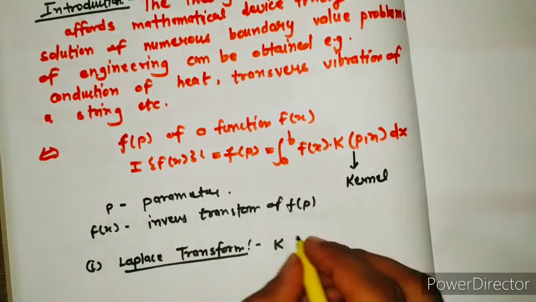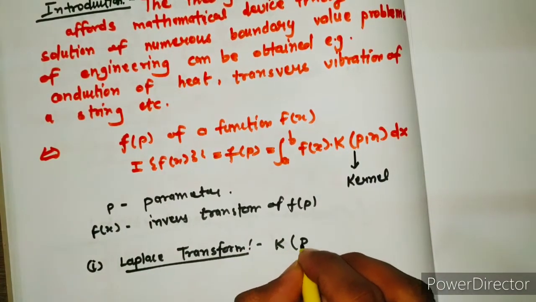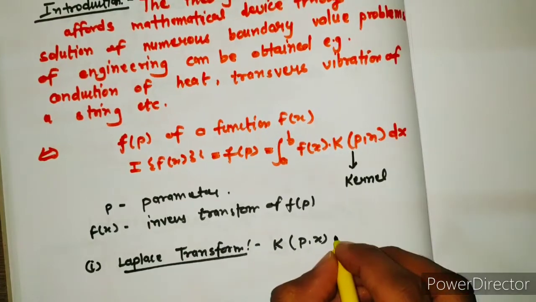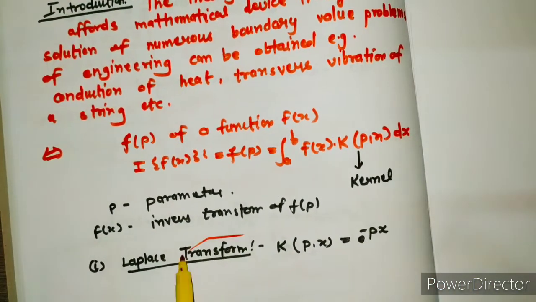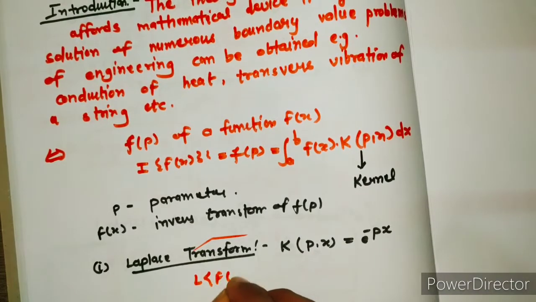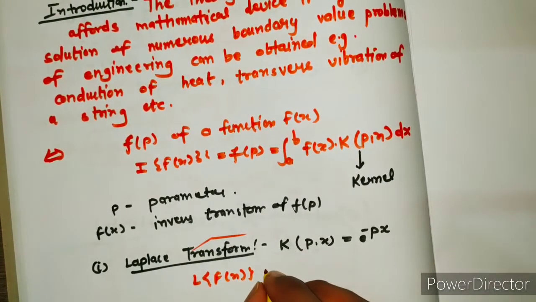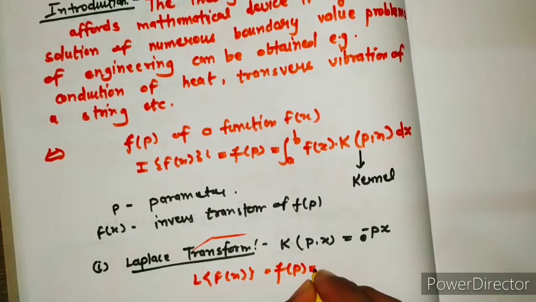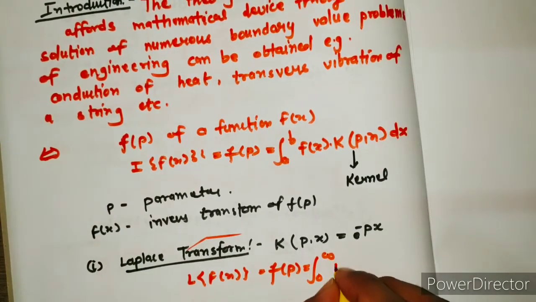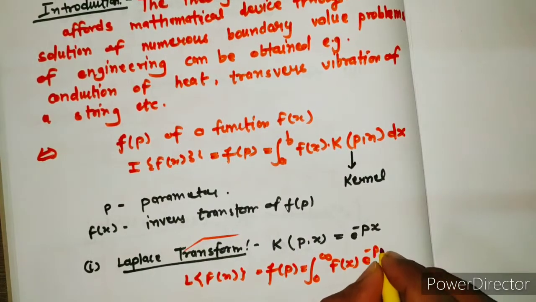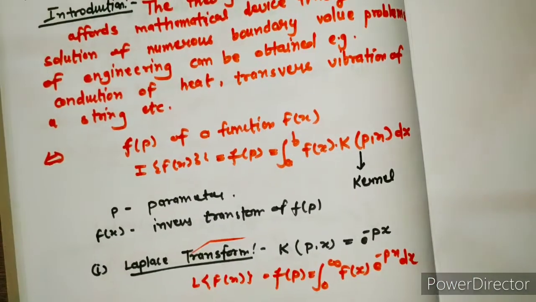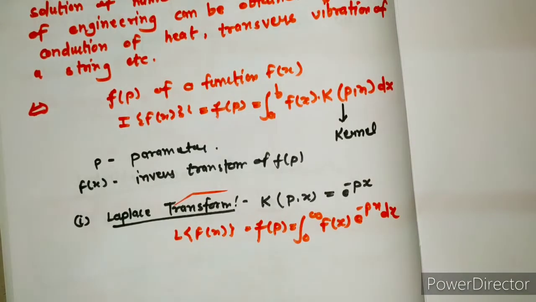When we change the kernel K(p, x) to e raised to the power minus px, the Laplace transform of f(x) is written as the integral from 0 to infinity of f(x) e to the power minus px dx. This is our Laplace transformation.